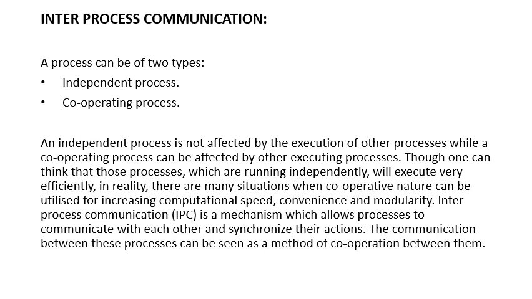As we all know, a process can be of two types. The first is independent processes and the second is cooperating processes. An independent process is not affected by the execution of other processes, while a cooperating process can be affected by the other executing processes.